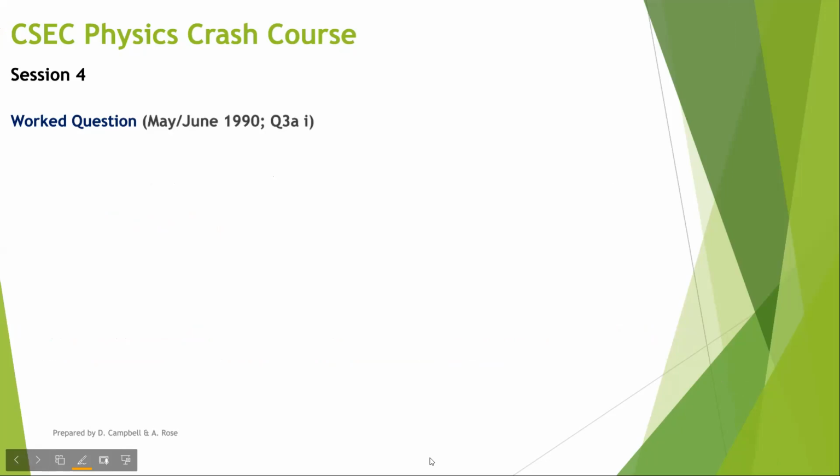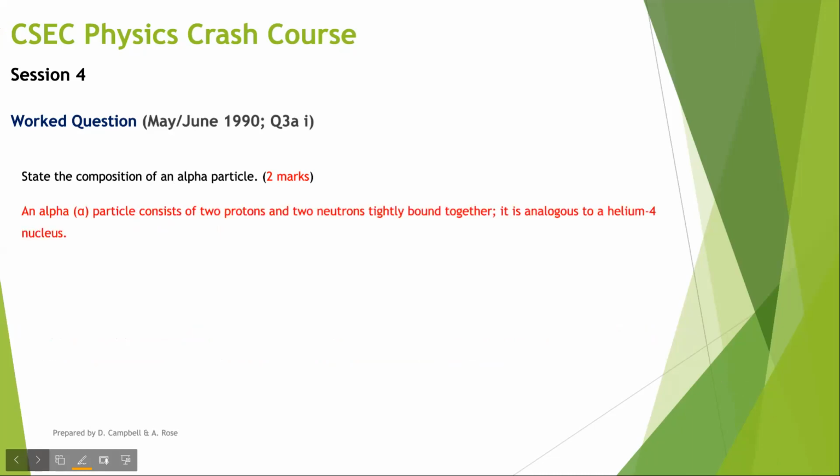Right. We have a question from all the way back in May, June of 1990. And it simply asks us to state the composition of an alpha particle. Mr. Campbell mentioned it quite a few times, as have I. An alpha particle consists of 2 protons and 2 neutrons tightly bound together. And you can also mention that it is analogous to a helium nucleus.